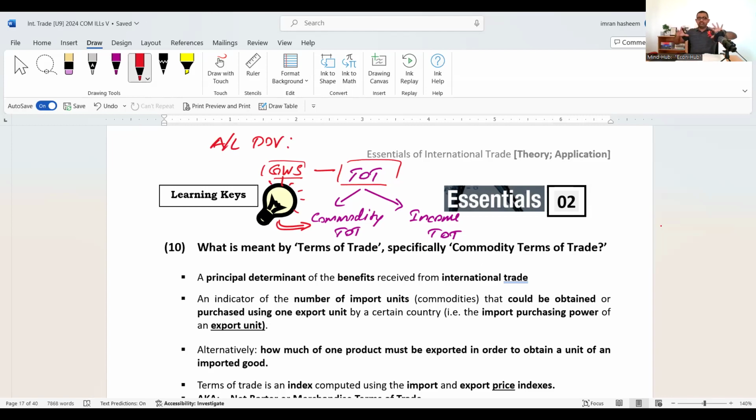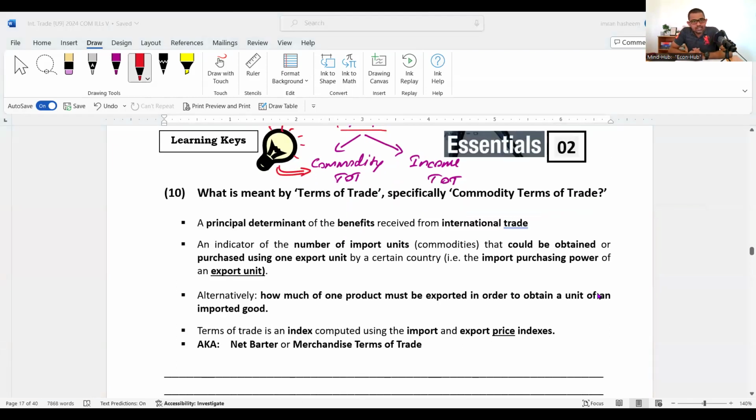But terms of trade in general is a broad word that includes commodity terms of trade and income terms of trade. Most teachers get a bit confused there. But in A levels, when you see terms of trade in the paper, they are talking about commodity terms of trade. Any questions you guys can ask? Right. Let's get the concept done first.